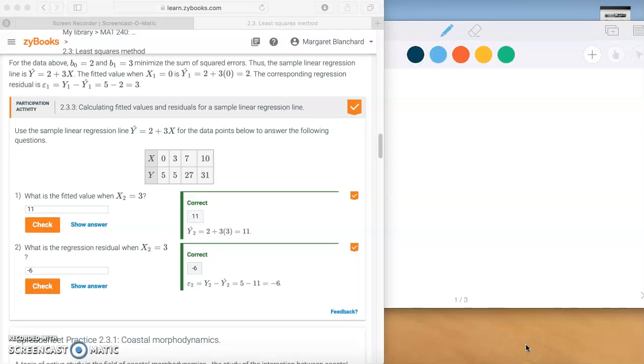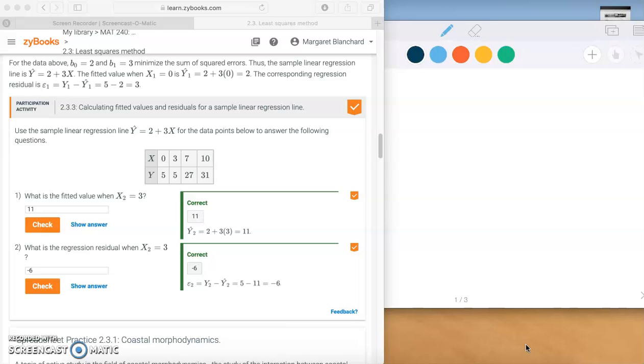I just received a question about section 2.3 and specifically PA 2.33 and the difference between fitted values and residuals. So there's a couple of things to think about in the bigger picture. We typically have a data set and then we come up with this regression line that is as close to all the data points as possible.